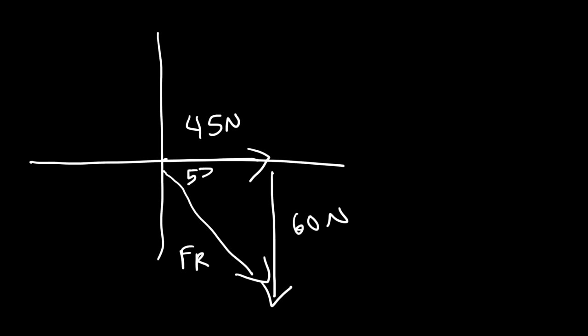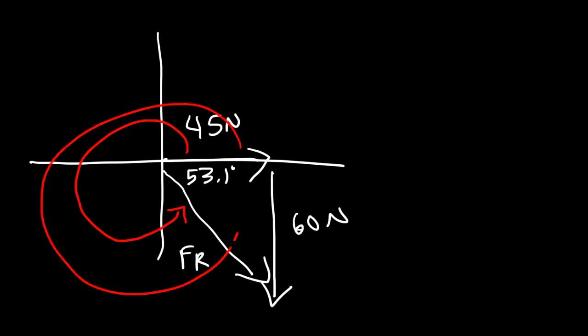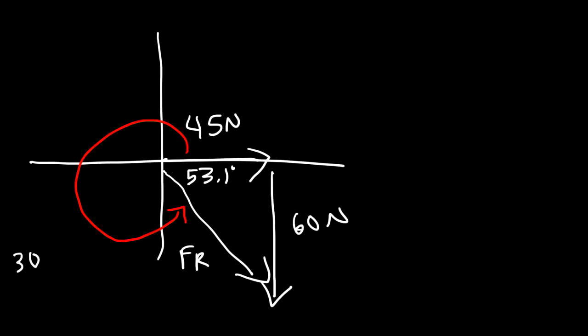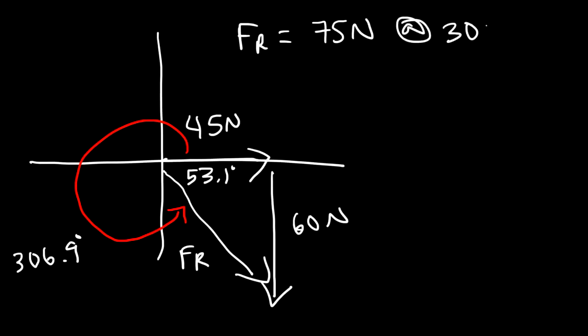Now, if this angle is 53.1, to find the angle relative to the positive x-axis, it's going to be 360 minus 53.1. Keep in mind, a full circle is 360, but you need to go back 53.1 degrees. So 360 minus 53.1 will give us an angle of 306.9. So the resultant force vector has a magnitude of 75 newtons, and it's directed at an angle of 306.9 degrees relative to the positive x-axis. So this is the answer.